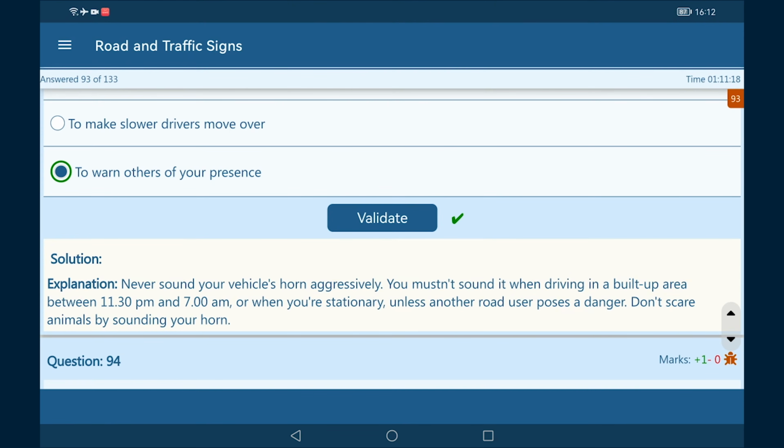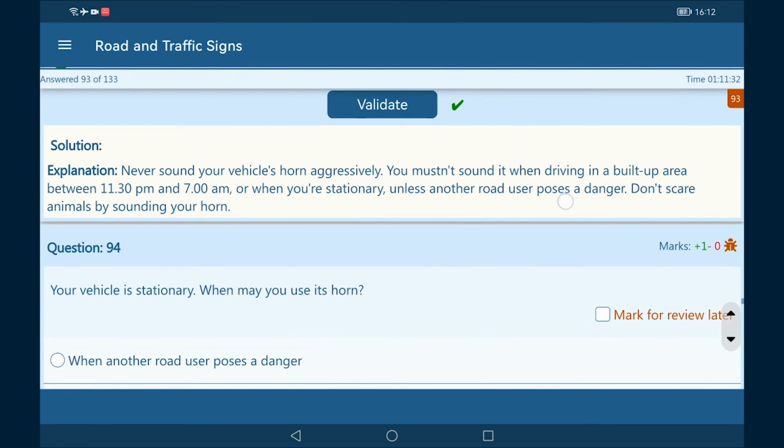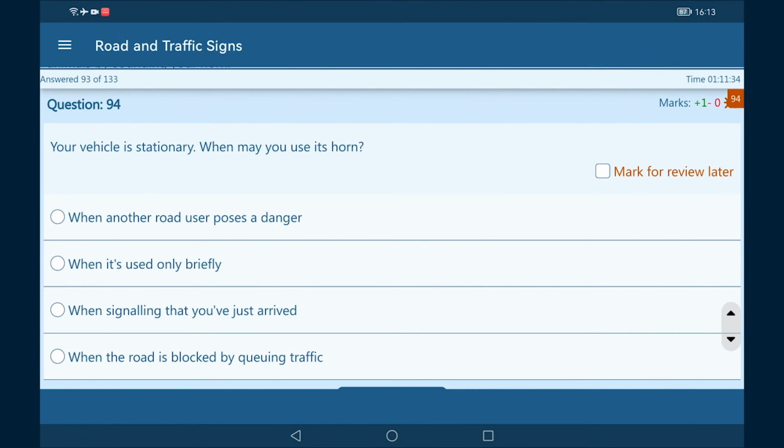Explanation. Never sound your vehicle's horn aggressively. You mustn't sound it when driving in a built-up area between 11:30 p.m. and 7 a.m., or when you're stationary, unless another road user poses a danger. Don't scare animals by sounding your horn. Question 94. Your vehicle is stationary. When may you use its horn?